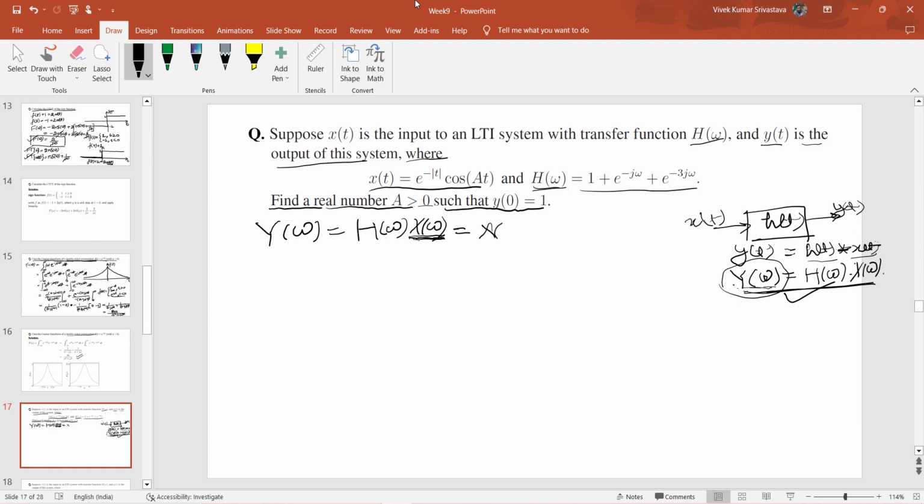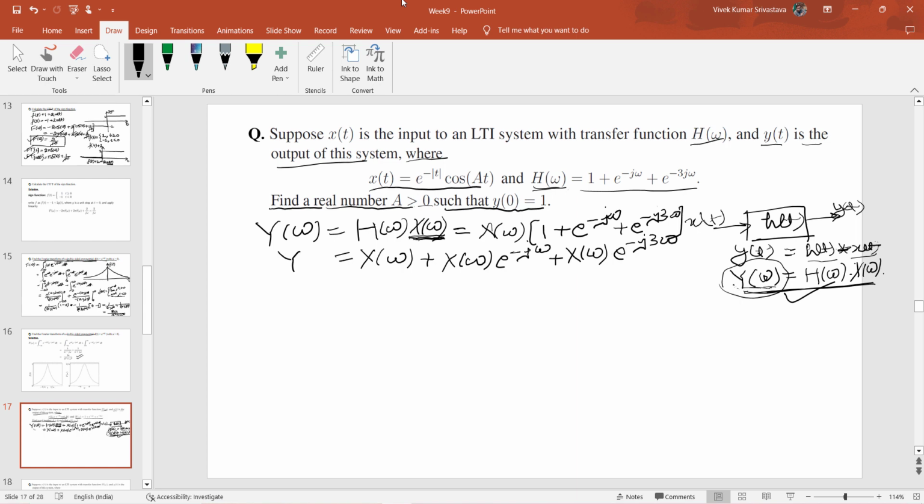Okay, so here I am substituting the value of H of omega that is given in the problem. So this will be X of omega into 1 plus e raised to the power minus j omega plus e raised to the power minus j3 omega. Now we can write this expression as X of omega plus, basically I'm multiplying this X of omega with these three factors, so this can be written as X of omega e raised to the power minus j omega plus X of omega into e raised to the power minus j3 omega. Okay, Y of omega here.